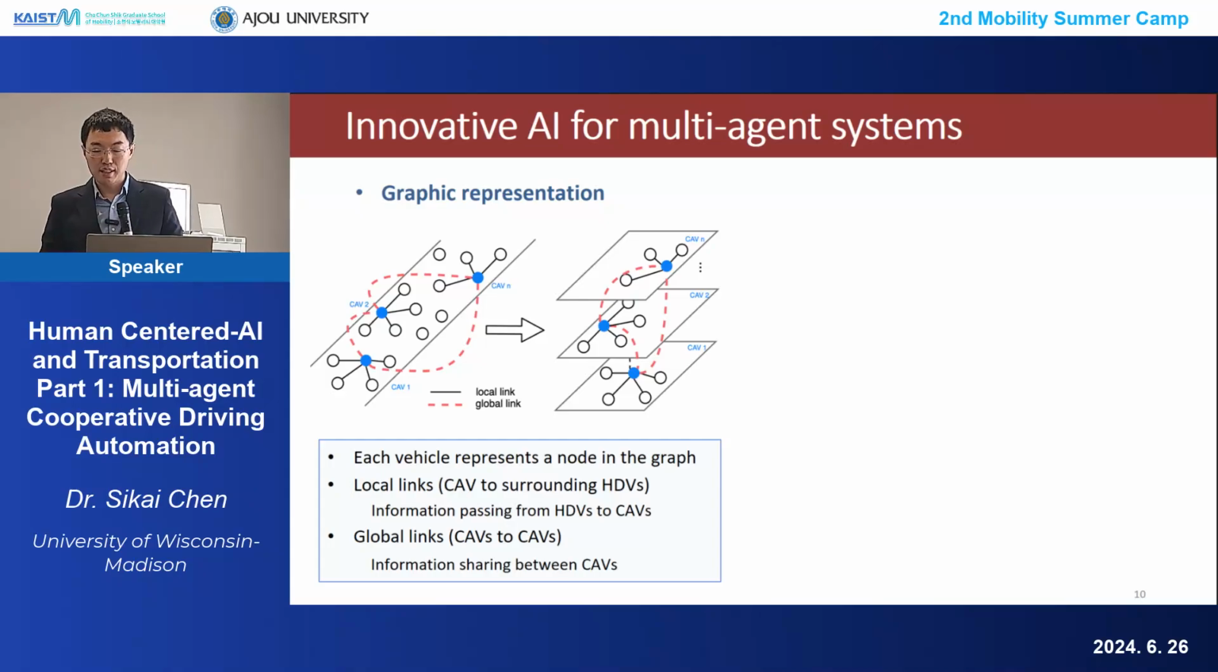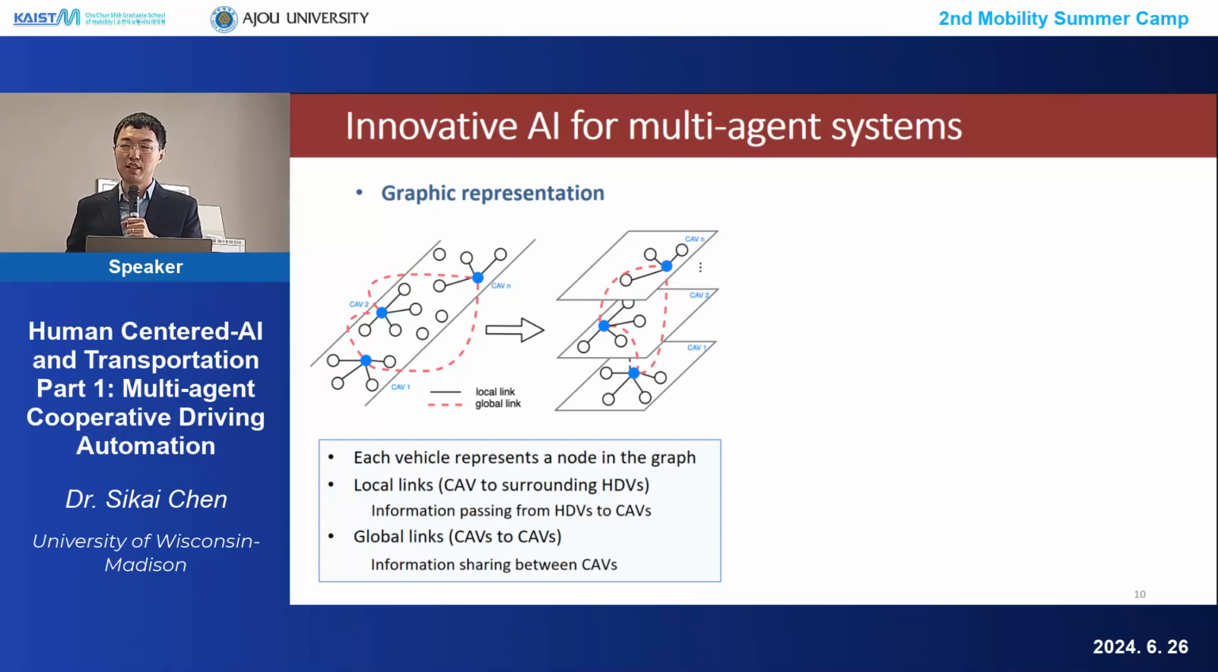So that's why my team proposed to use a method called graph representation. Basically, we describe this information flow topology using a graph. Pretty intuitive. The white dot represents the human driver, HDV, and the blue dot the CAV. The local links between the white and blue dots are the information you get through the onboard sensors of the CAV. And then the CAV will send this information to other CAVs in this network.